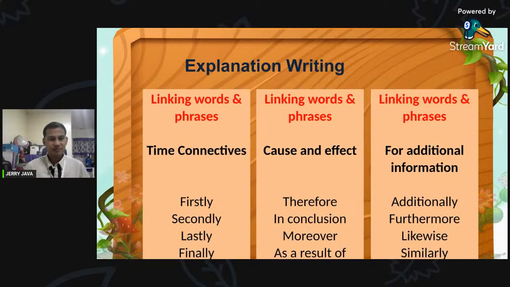Here are some examples of explanation writing: the linking words and phrases that we use when you write an explanation type. We have the time connectives, like firstly, like I said earlier, secondly, lastly, finally, next, then. Cause and effect: therefore, in conclusion, moreover, as a result. And then linking words and phrases for additional information: additionally, furthermore, likewise, similarly. You need to use these terms.